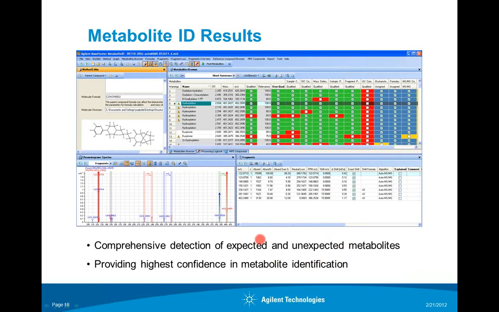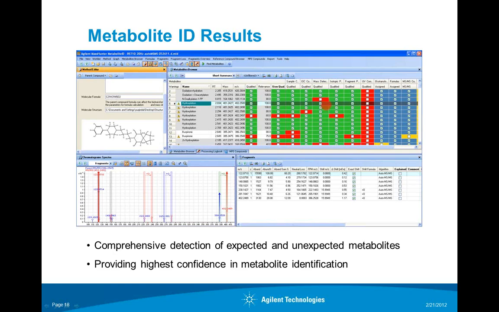One important point I would like to make here is that our MassHunter Metabolic ID software provides a very comprehensive detection of the expected and unexpected metabolites through a wide range of algorithms. The benefit of using multiple algorithms is that it can prevent the exclusion of potential metabolites. For example, this N-dealkylated metabolite was not identified by this mass defect algorithm. So the user can further look into it and find out whether this is a false result or due to some other reason.